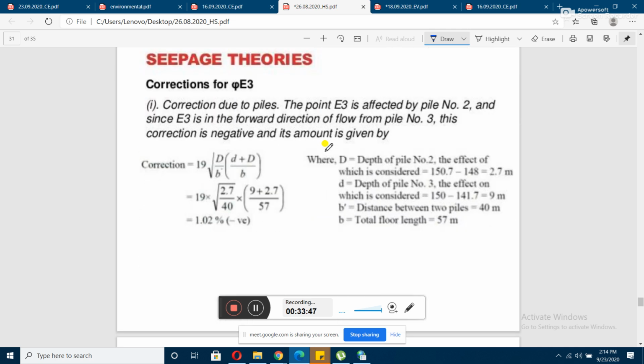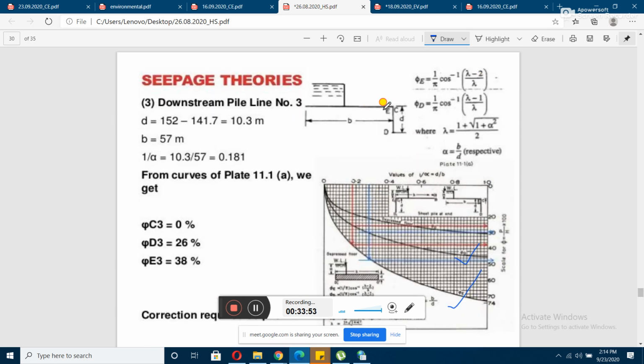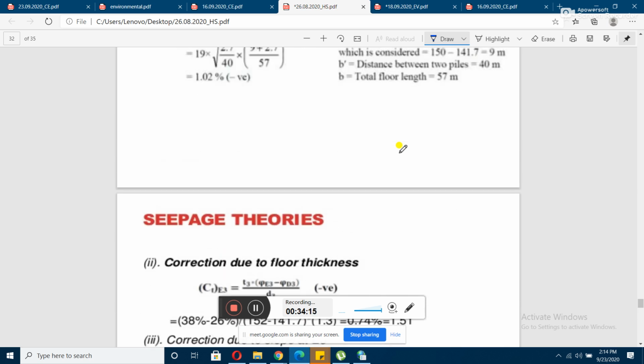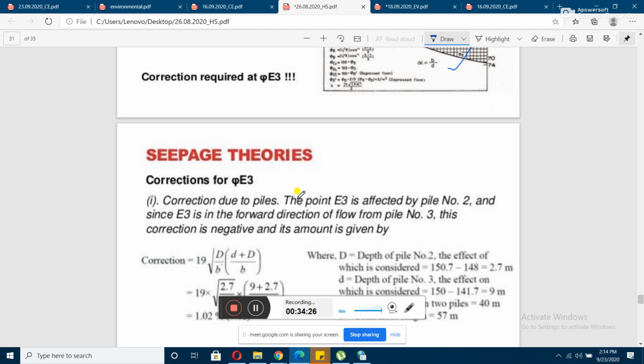Okay, this will represent your values. So these have been carried out. Next part is the correction for E3. There needs to be a correction for this part only. There need not be any correction for these two. So what are the corrections for these two? You can see the slope is horizontal at this point, but there need to be two corrections. One is for the thickness of the floor, and one is for the influence of the intermediate pile.